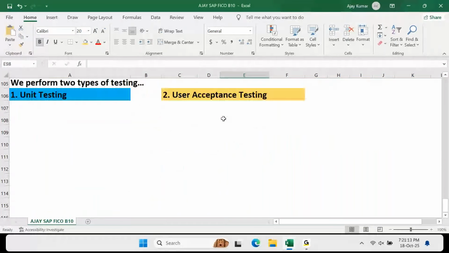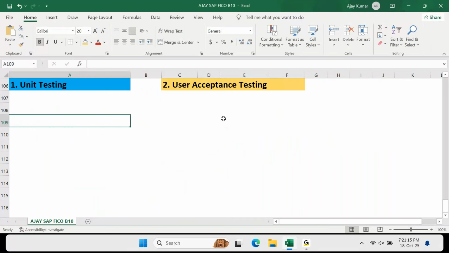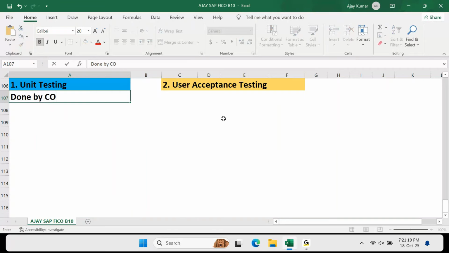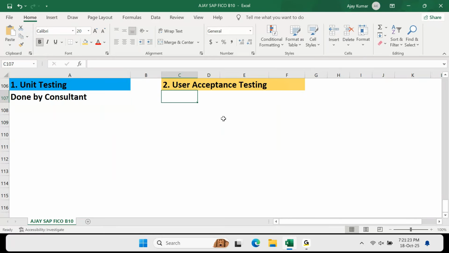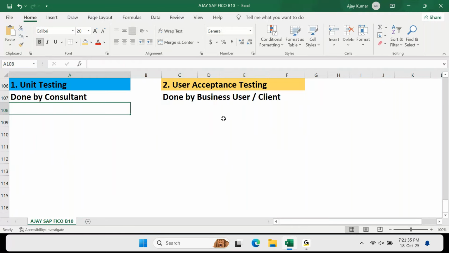Okay. Now, when you talk about configuration, unit testing, let me put it: done by the consultant. User acceptance testing is done by the business user or client. This is one point.